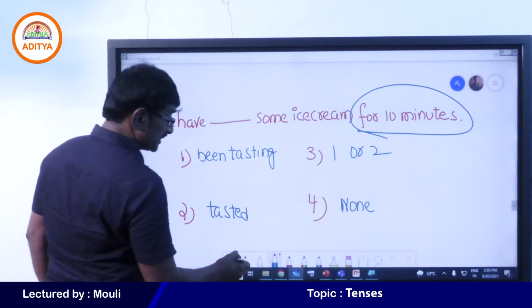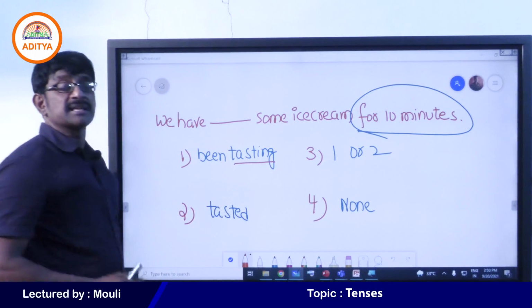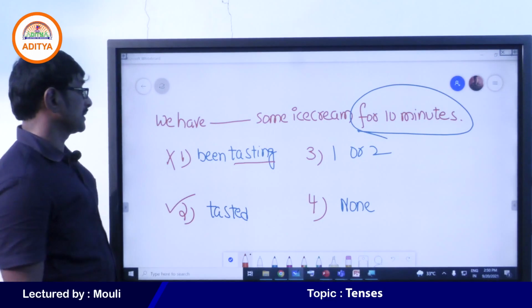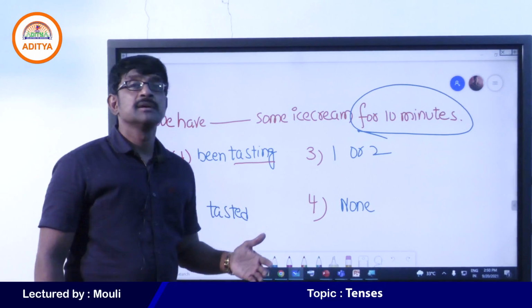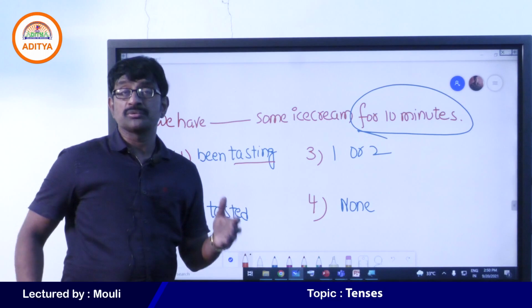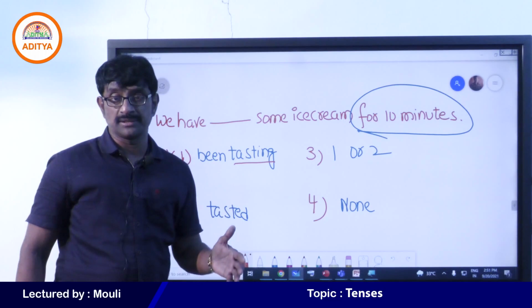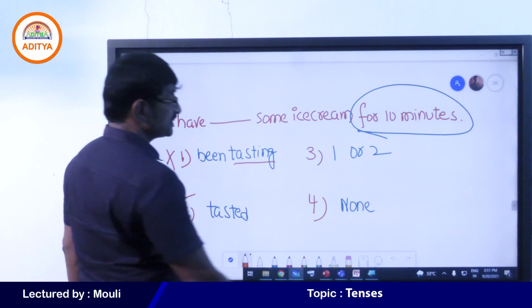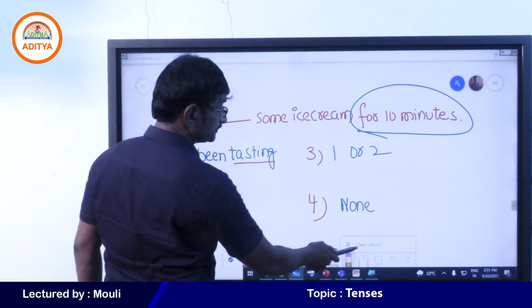But here the word is tasting. Tasting is a copular verb. So this is the mistake. This is the correct one. We have tasted some ice cream for 10 minutes. Okay, students. Now let us go for the next one.